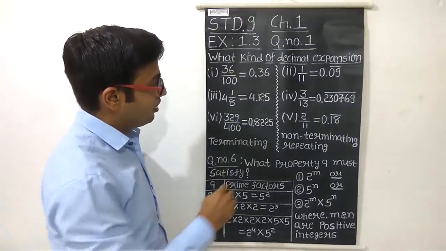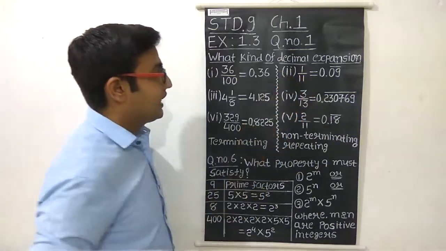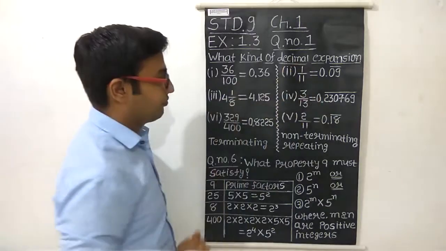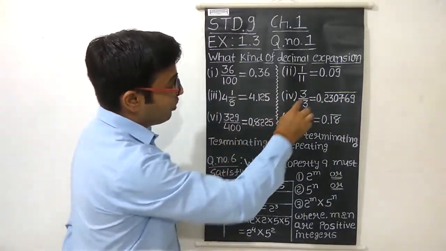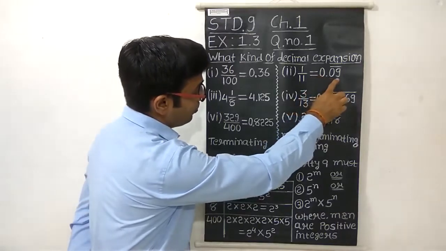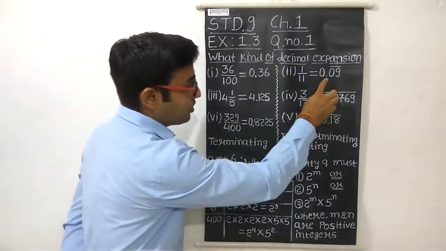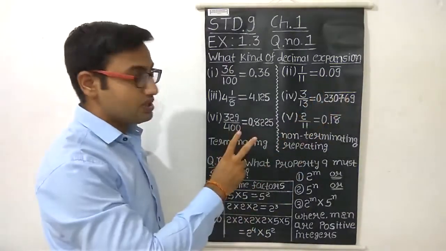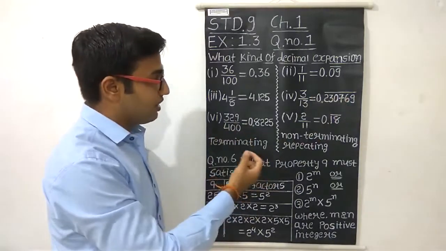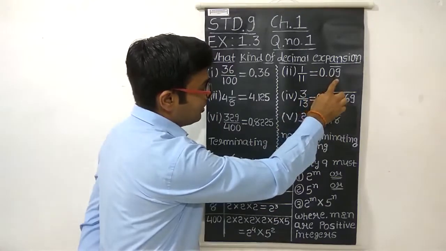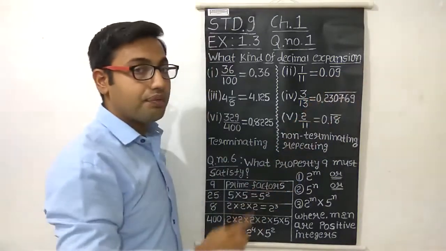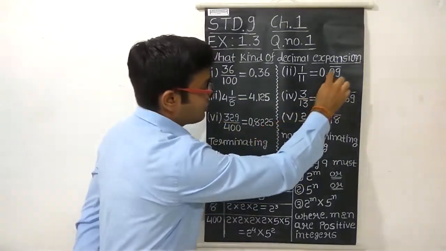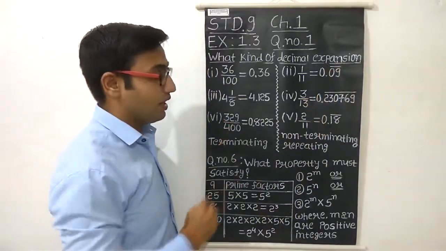Sub-question number 2 is 1 upon 11, right? Here the decimal expansion of 1 upon 11, if we divide 1 by 11, what will we get? The answer is 0.09 bar. There is a bar on the 09. That means the pattern 09, the 2 digits, repeat themselves. So the answer is 0.09090909 up to infinity. That means these 2 digits repeat themselves. That is why there is a bar on the 2 digits 09, right?